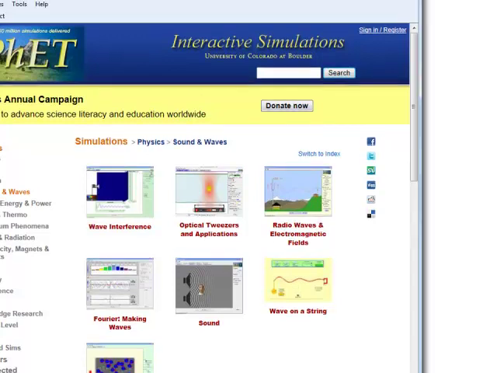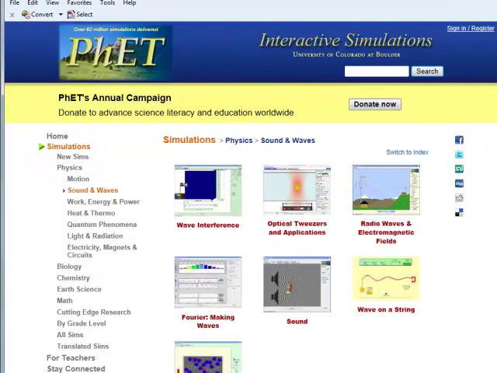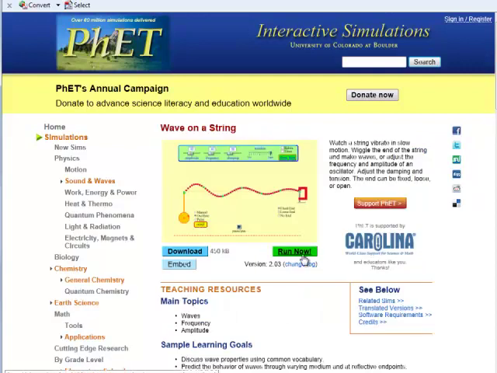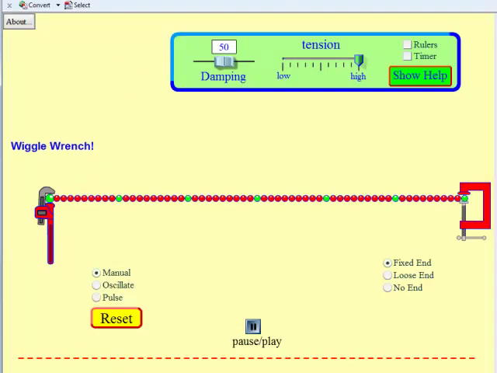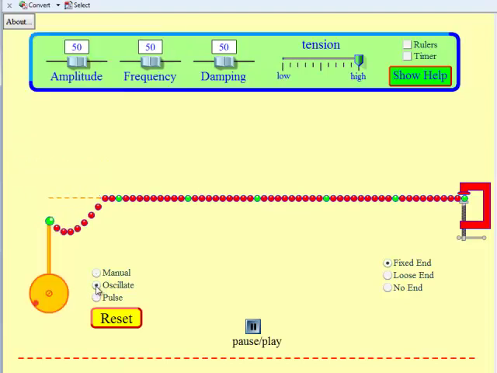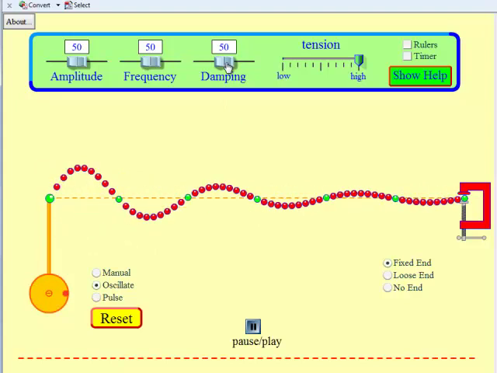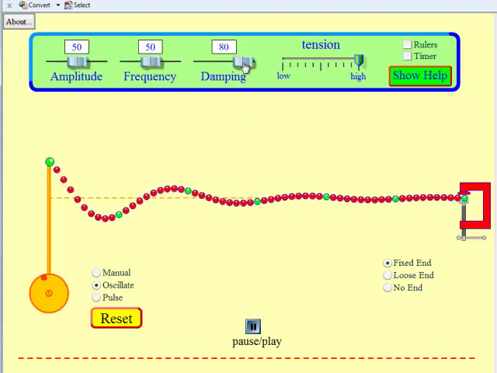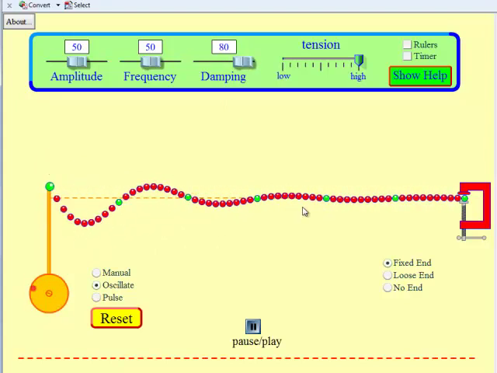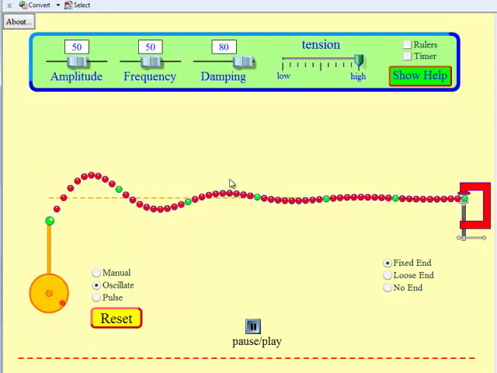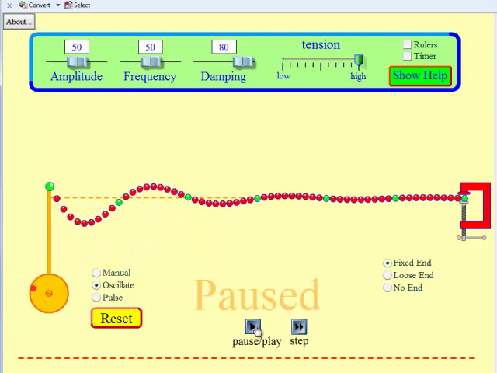This is for showing resonance, and I'm going to start out with a wave on a string, and I'm going to take oscillate. Depending on the damping, I get a wave in here, and it kind of just flattens out because it gets less and less because of the damping. I'm going to pause this here for just a moment.